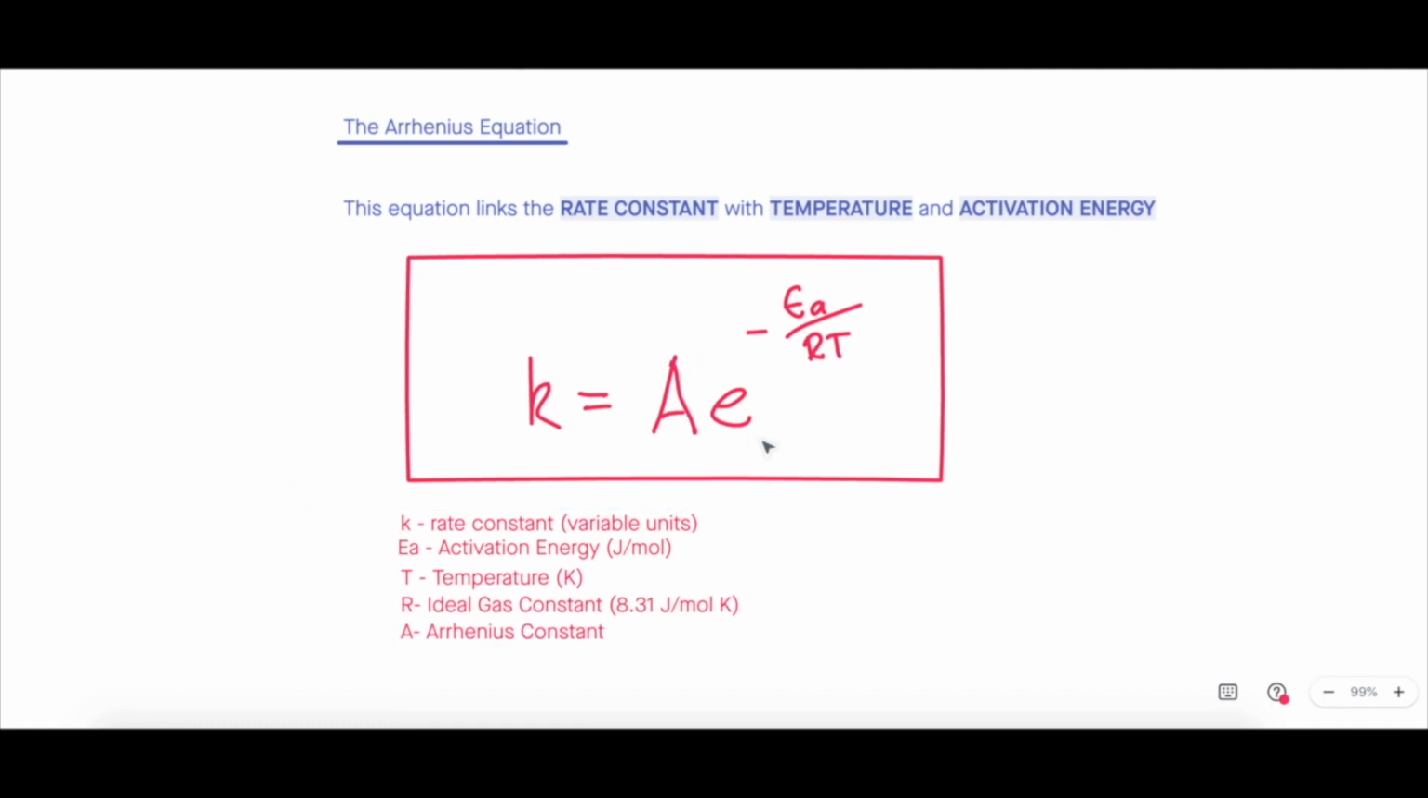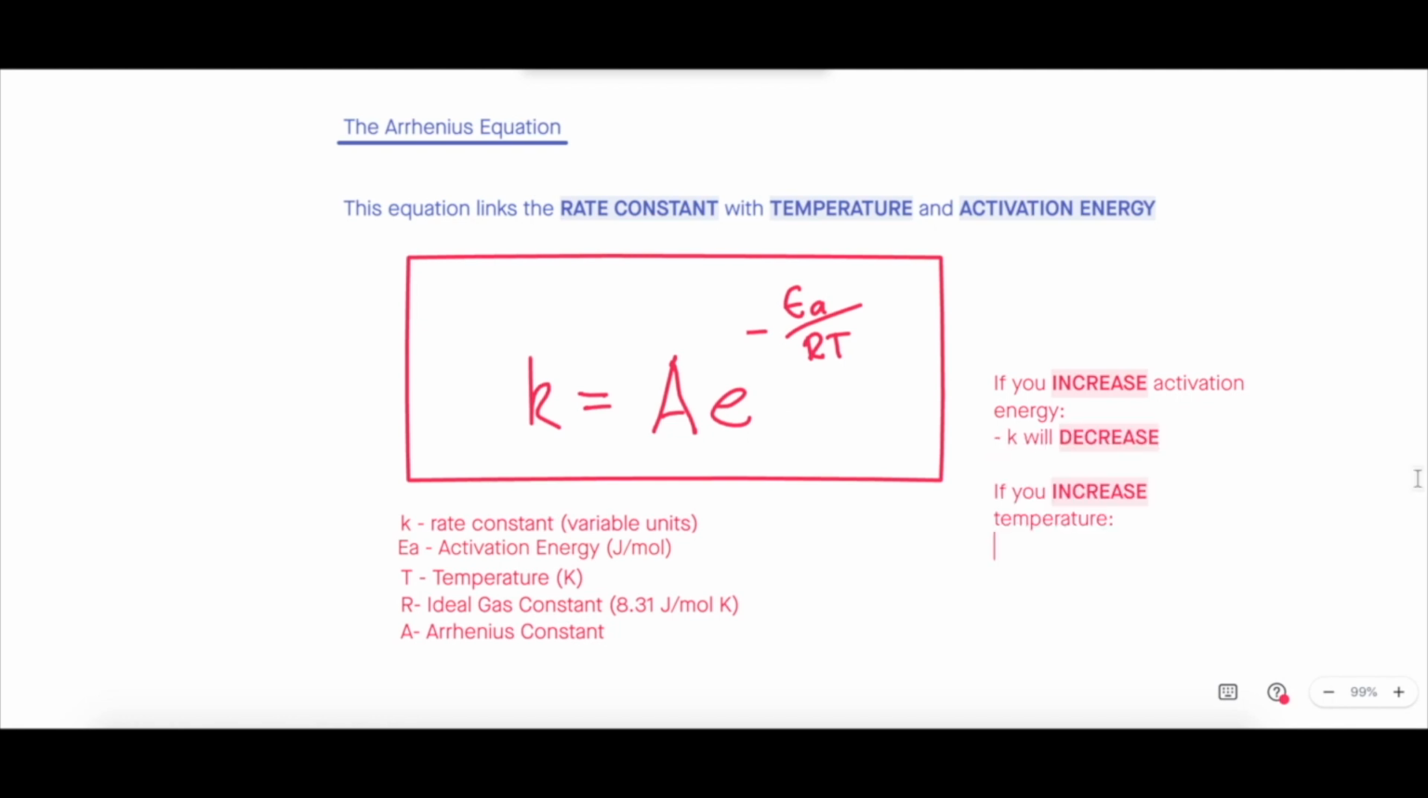So e is an exponential function. You might have seen this in maths if you do maths. It's e to the power of minus activation energy over RT. So if you increase activation energy, look at that, it's at the top of the fraction. Because this is a negative power, if you make Ea bigger, the overall number here will get smaller. So that means k is going to decrease, which makes sense because if you increase the activation energy of a reaction, the rate should decrease because it's going to be harder for particles to react.